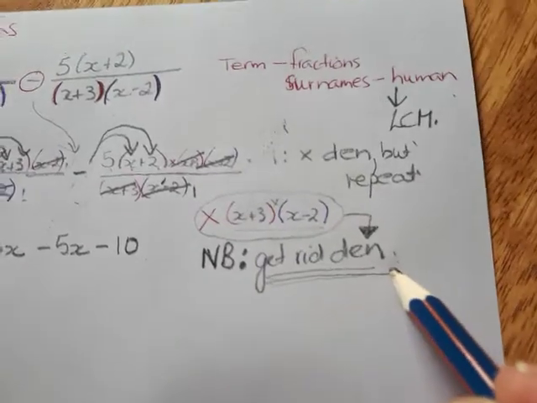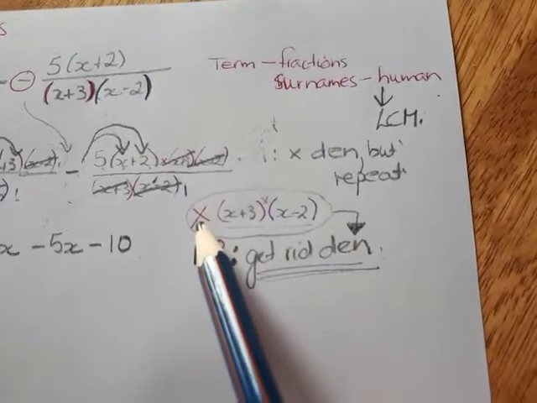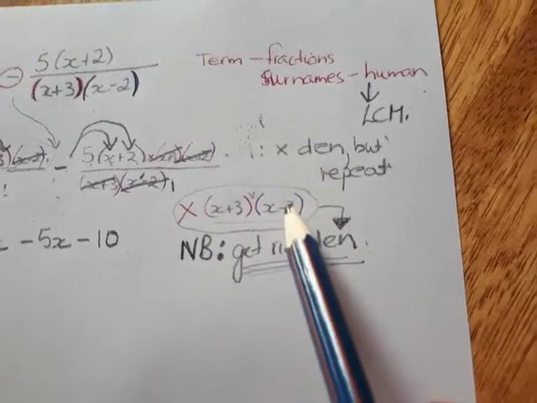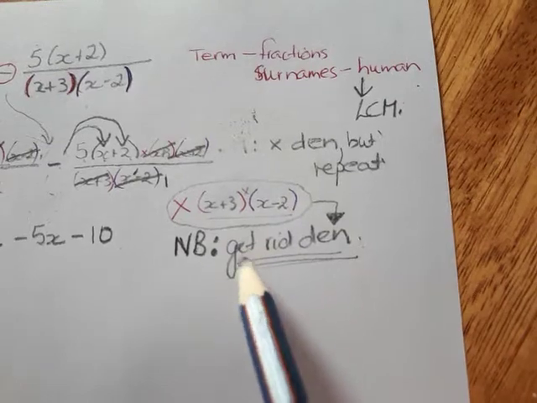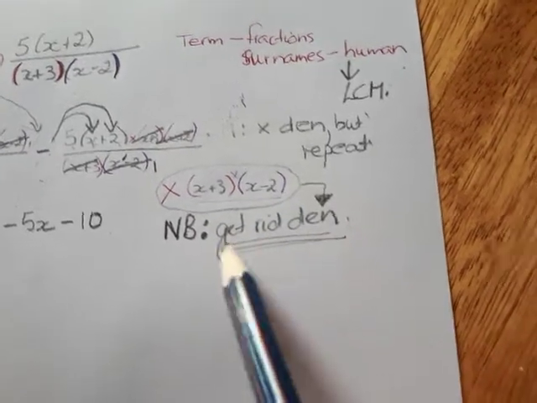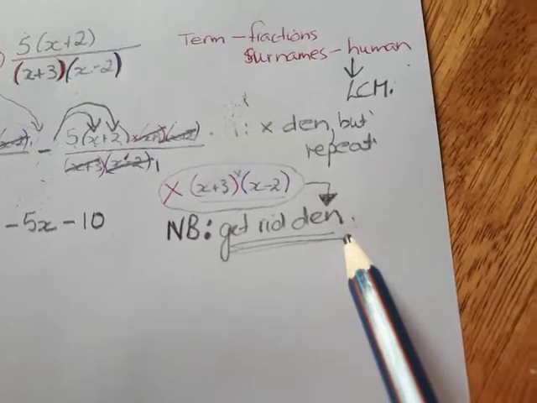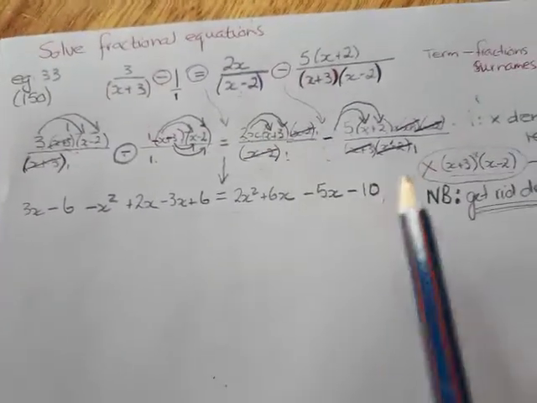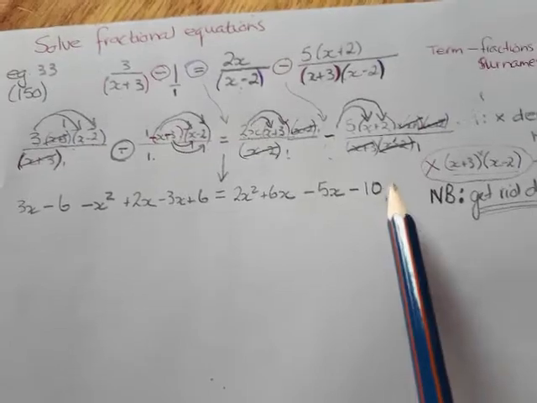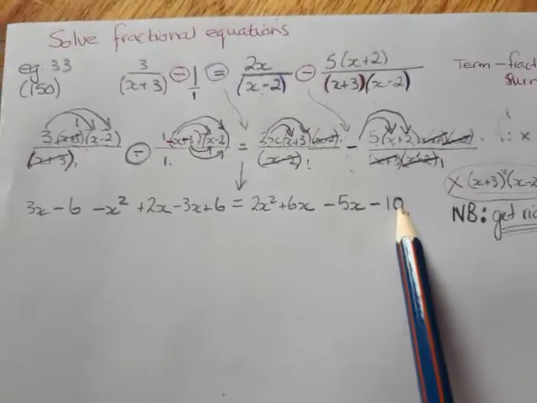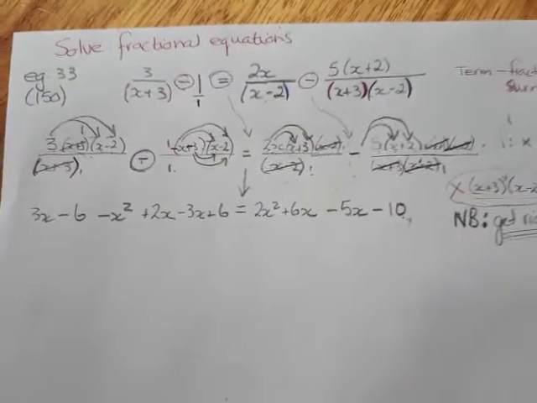So I repeat. When you multiply each term by the lowest common multiple, you should be able to cancel your denominators so that you have a 1 remaining, which means you got rid of your denominator. And if you now look at this whole thing, you can see that we've got whole numbers left and we do not have any fractions anymore. So we got rid of the fractions.